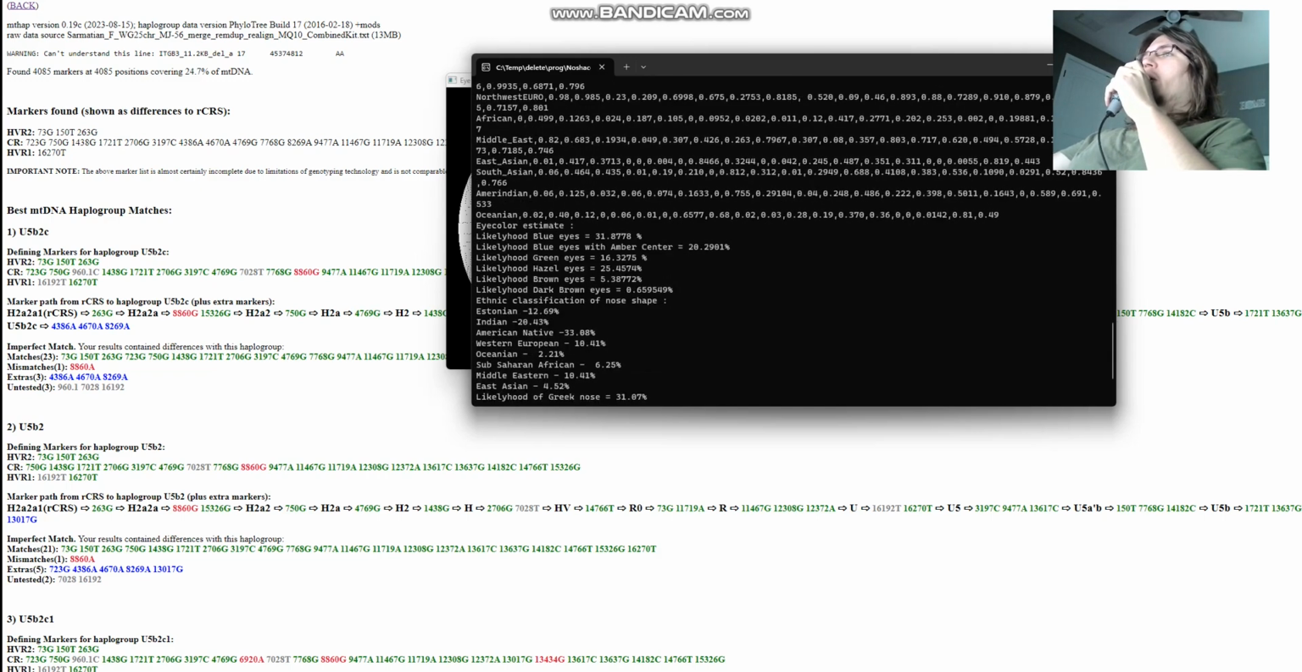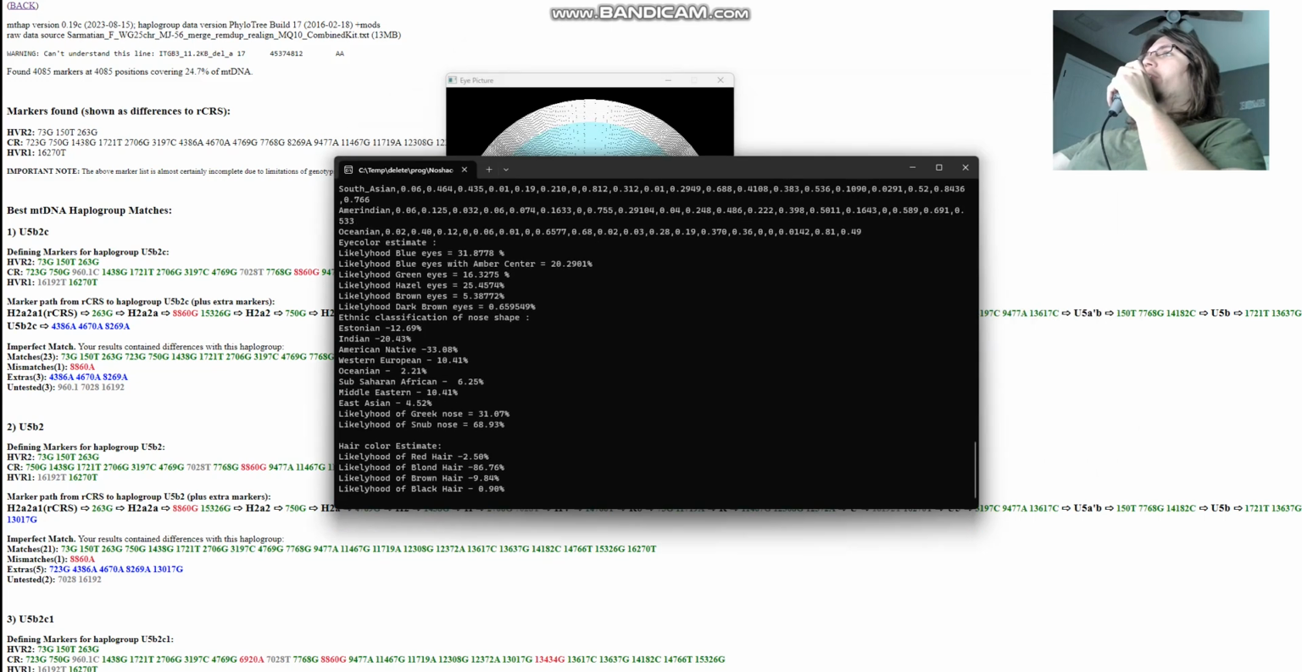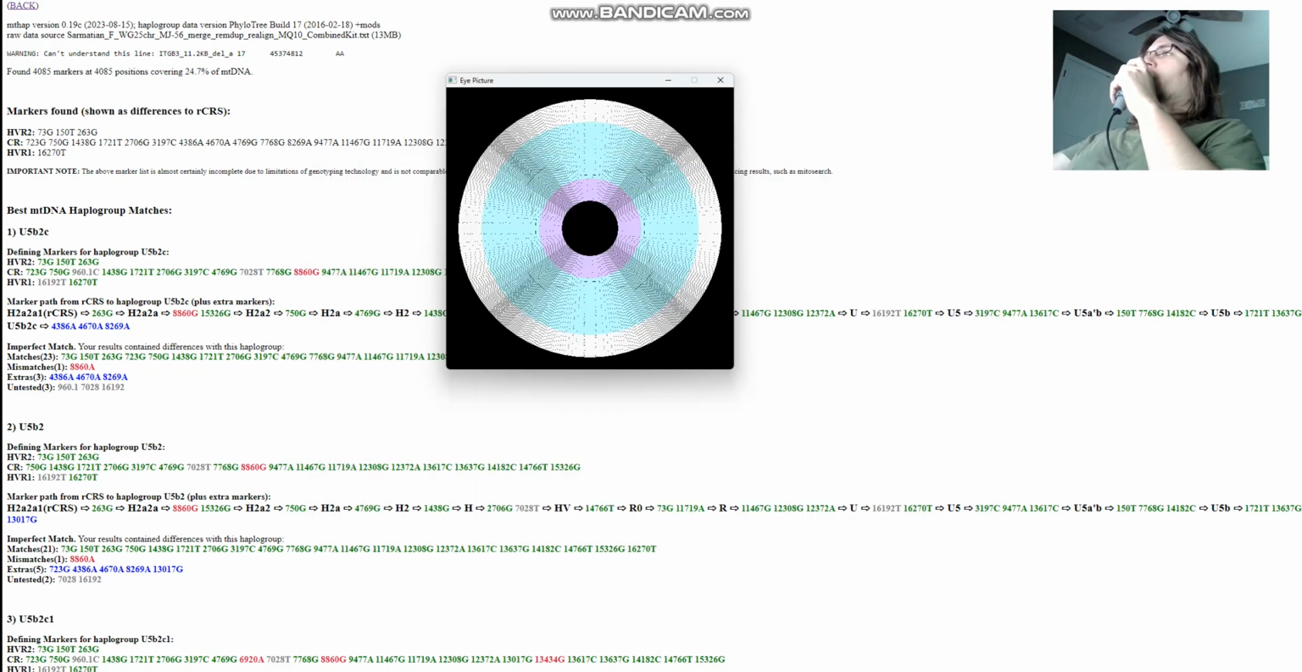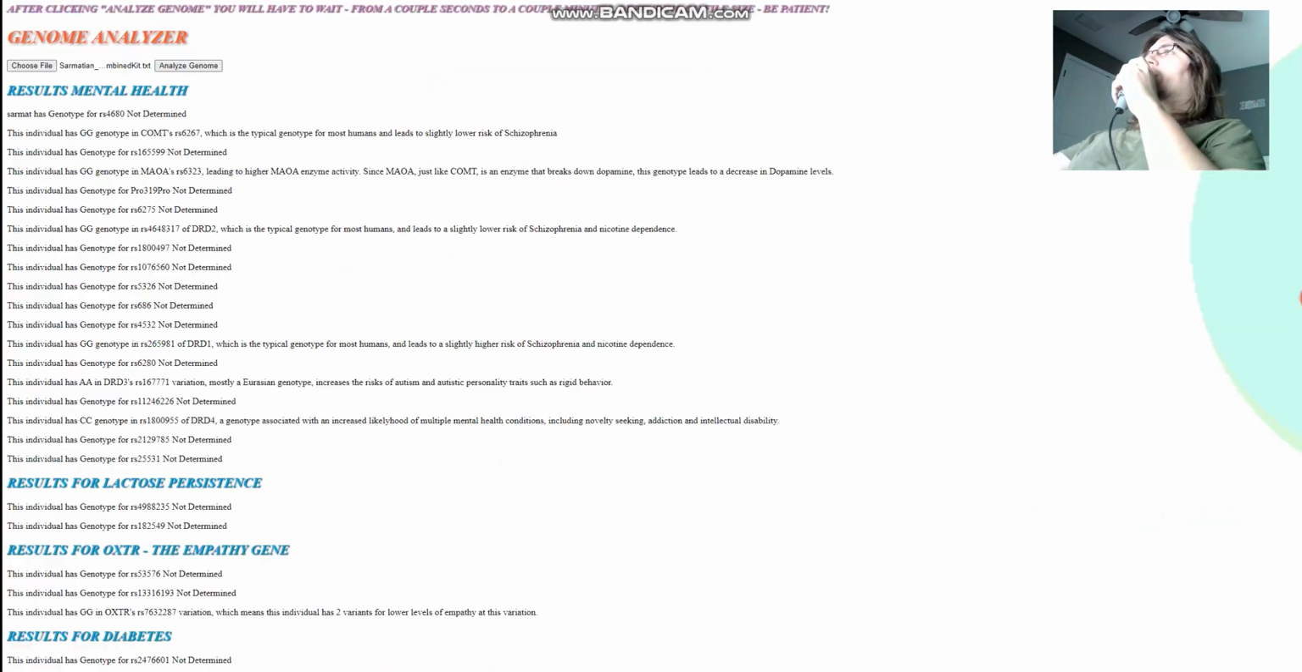Okay. Well, this is it for the phenotype. So she's got blue eyes, blonde hair, straight hair, Middle Eastern eye shape, and snub shaped nose. That's all there is to know about her phenotype. Let's move on to her traits with my trait analyzer tool.